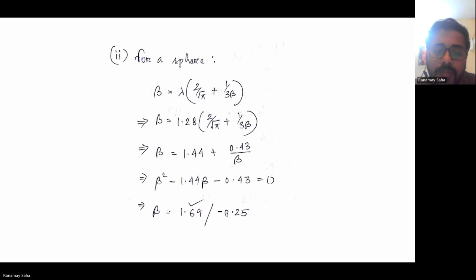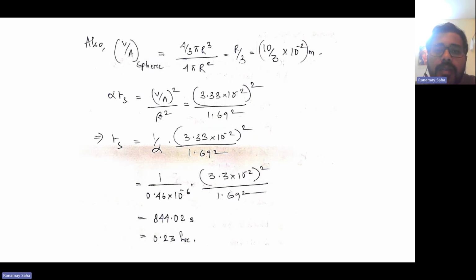Now minus 0.25 is not acceptable as beta should always ideally be positive. So we pick up the 1.69 value and then simply go ahead and plug into the same equation, alpha multiplied by solidification time equal to V by A square over beta square. So V by A for a sphere we find out, as you know, the volume of the sphere is given by 4 by 3 pi r cube, and for a sphere the area is given as 4 pi r square.